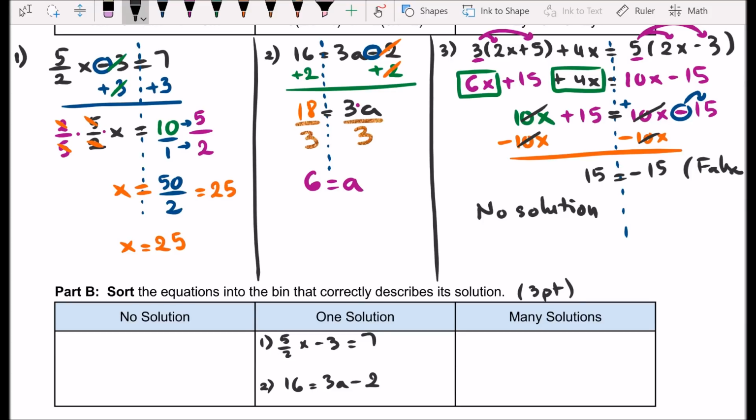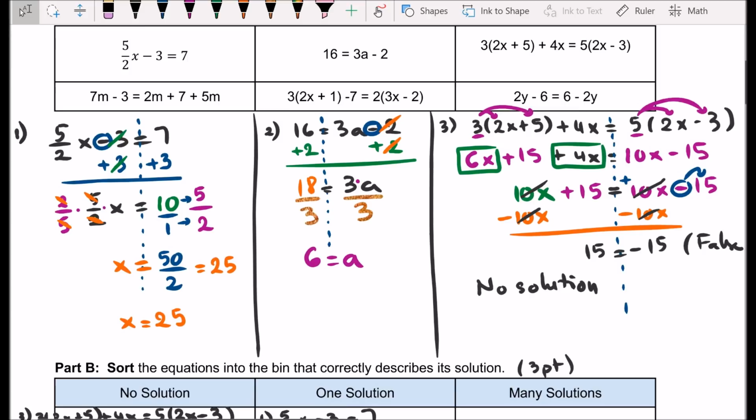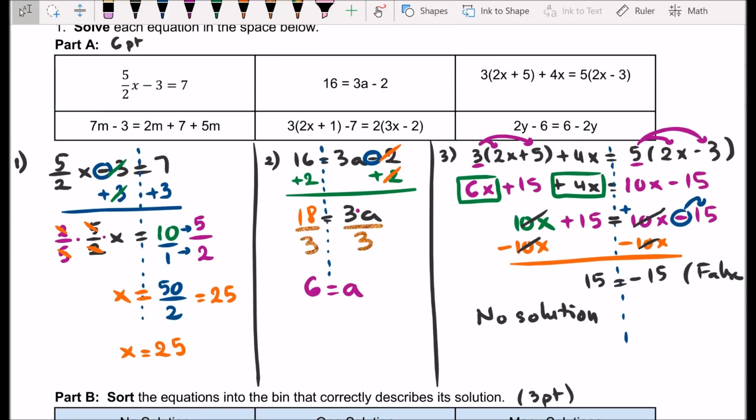Number 3, we have no solution, so I'm gonna write down my number 3 in the no solution box: 3 times 2x plus 5 plus 4x equal to 5 times 2x minus 3. That's it. So far you earn 4.5 points. Alright, so we're gonna go back to the top and erase 1, 2, and 3.